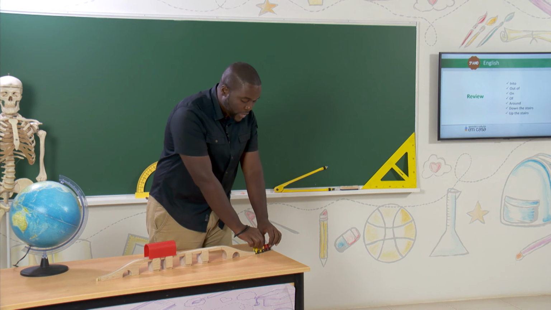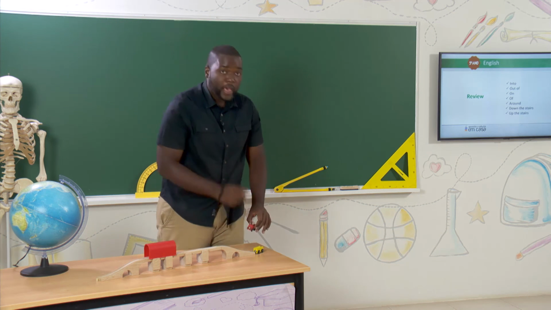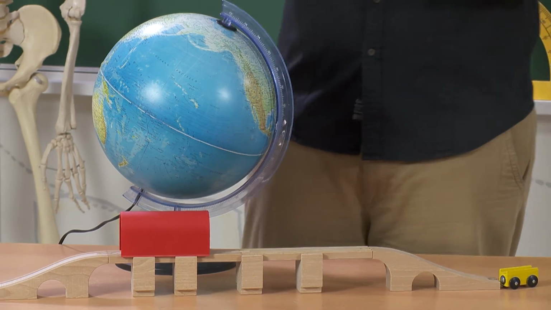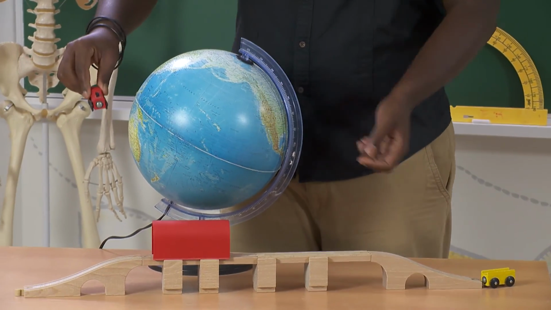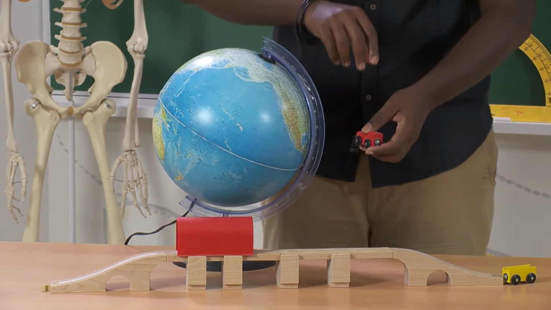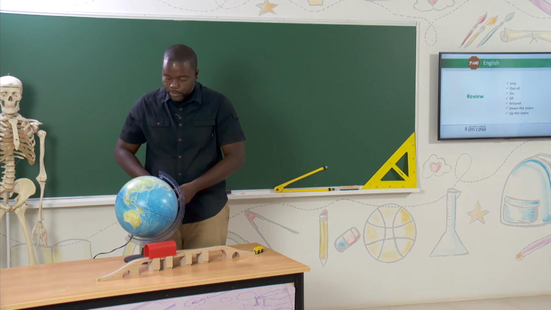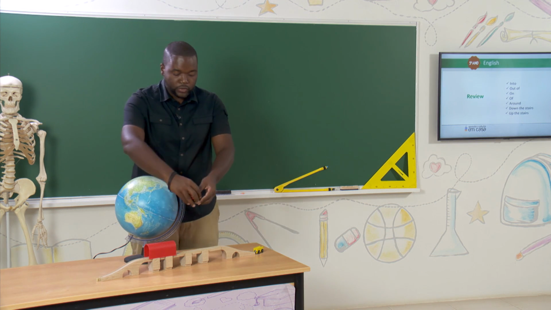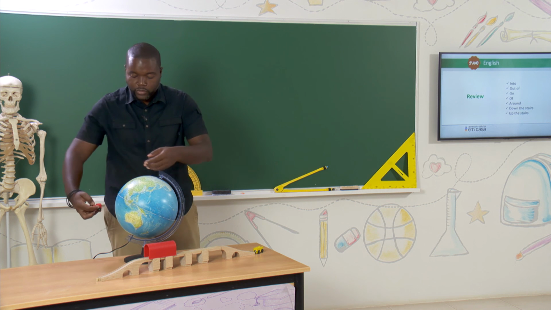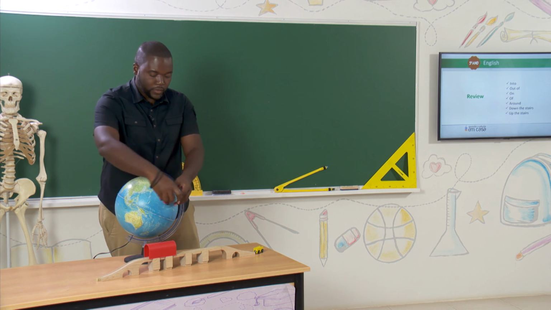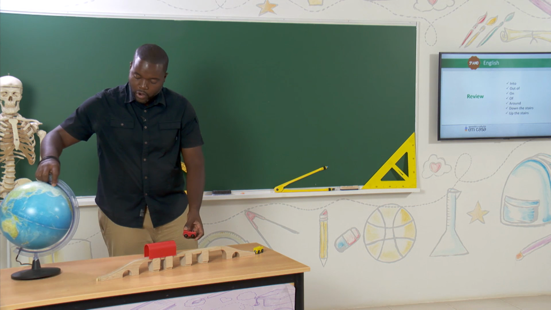We continue with the preposition around. And for that, we're going to use this globe. We still have our train, and now the train is going around the globe. This is the preposition of movement, around. The train is going around the globe.